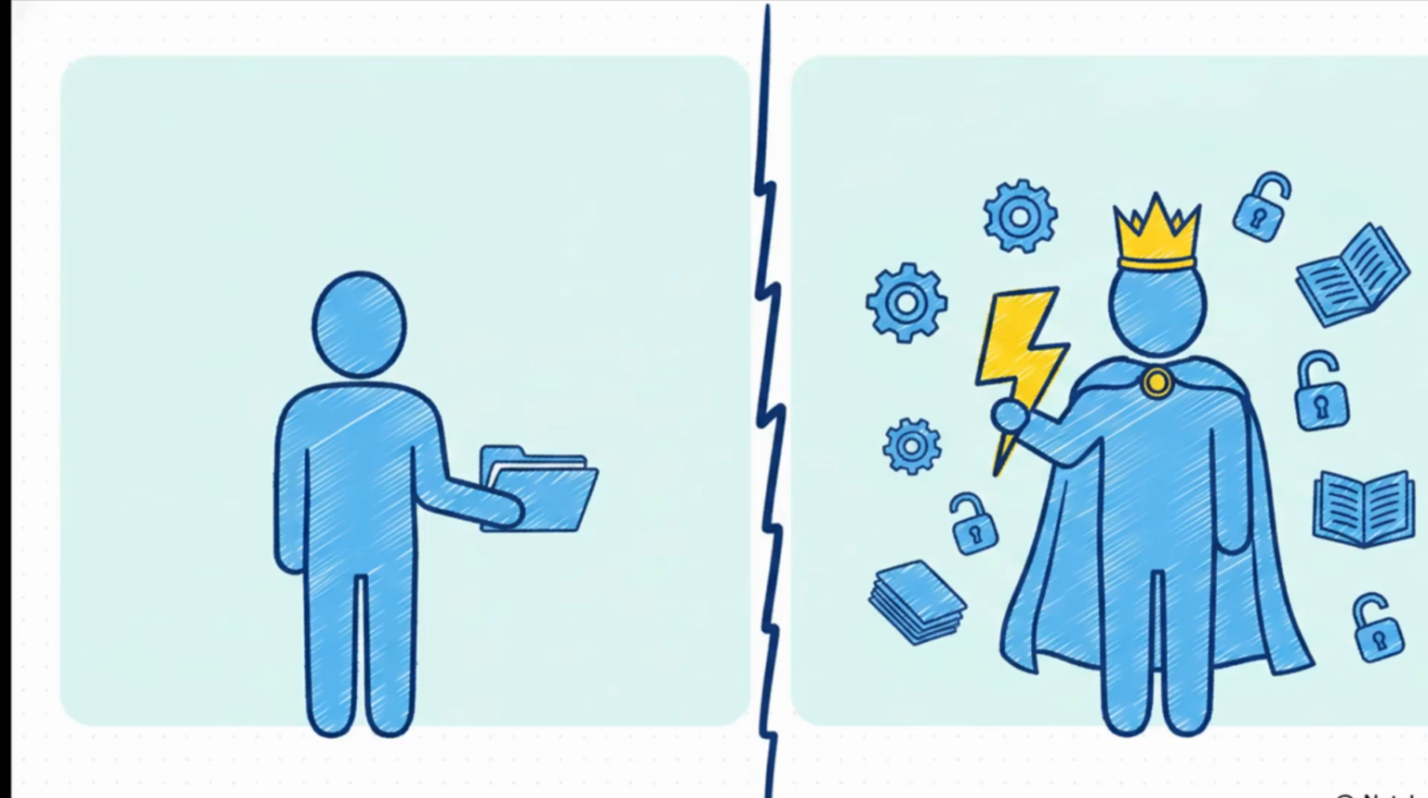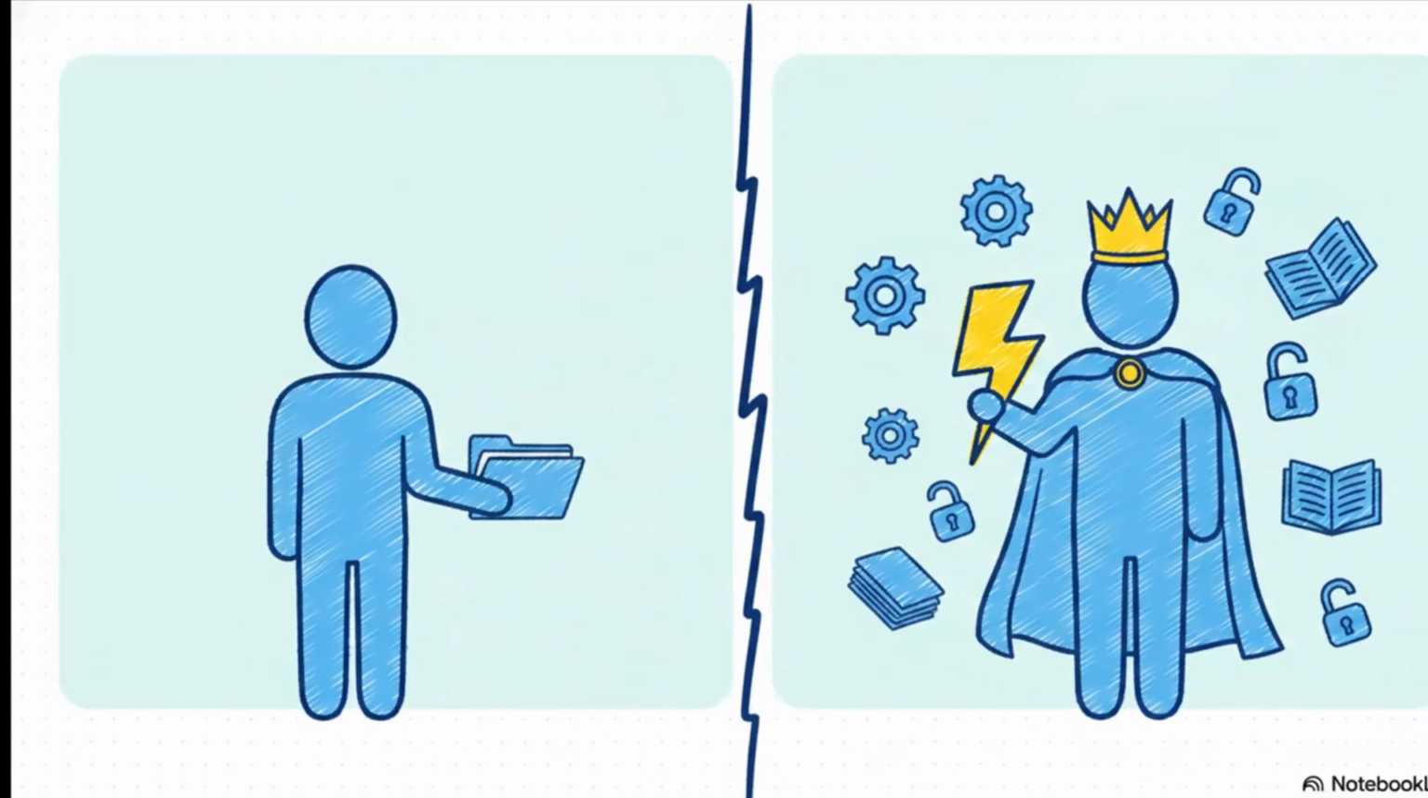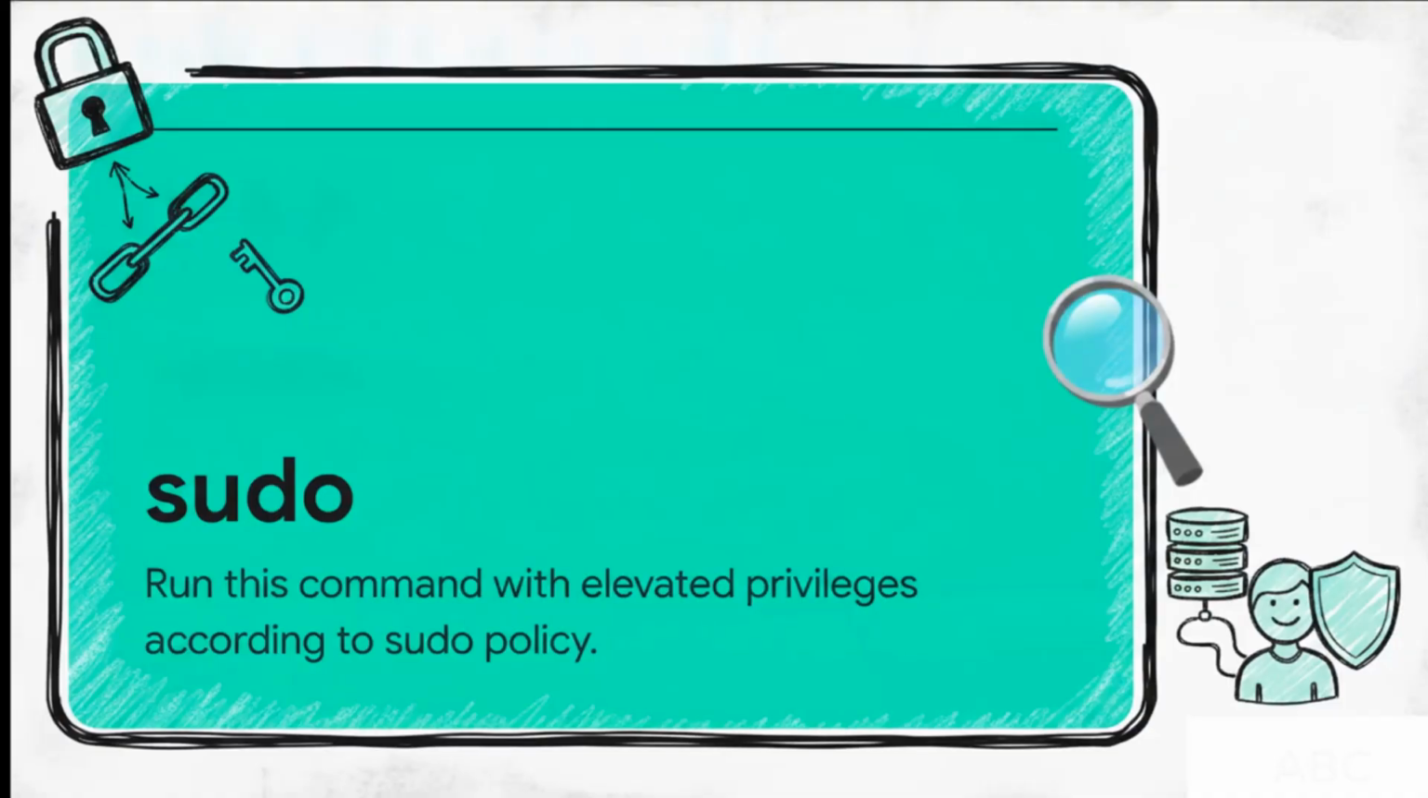Because root can accidentally destroy a system with just a single typo, real administrators avoid logging in directly as root at all cost. So instead of logging in as root, we use sudo. The lab gives this really fantastic, clear definition. Sudo basically means run this command with elevated privileges according to sudo policy.